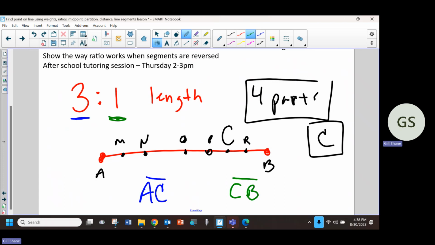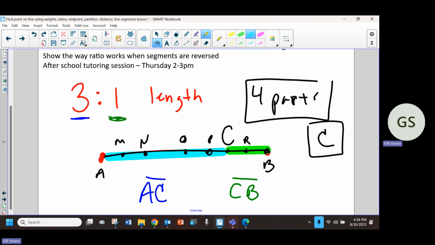So if I look at line segment AC, and we're going to do that in a second, it's going to be about 3 times longer than line segment CB. So there's CB. And then what I do, blue, here is AB. So that blue line is about 3 times longer than that green line. That's what a ratio means.